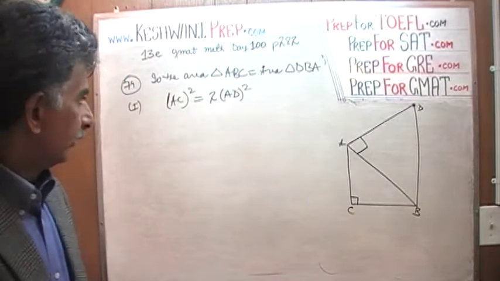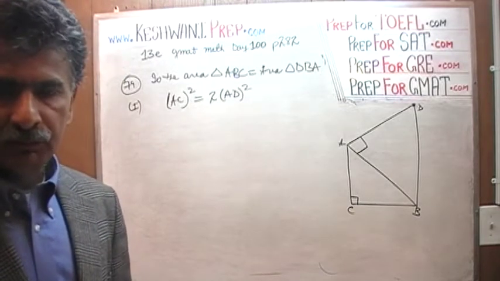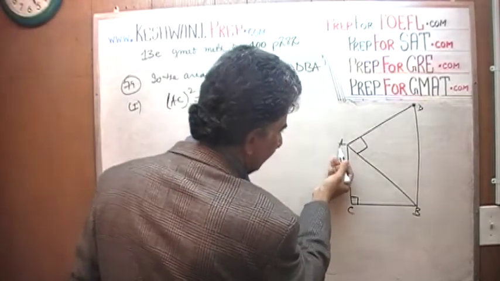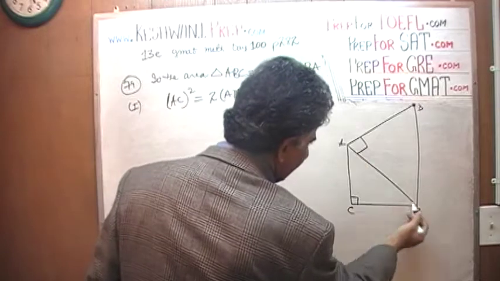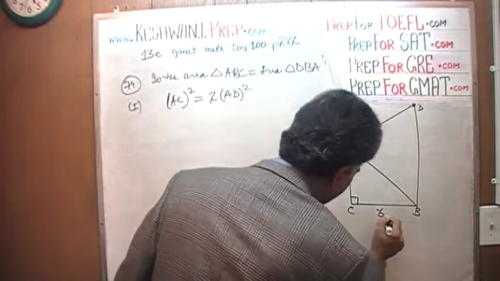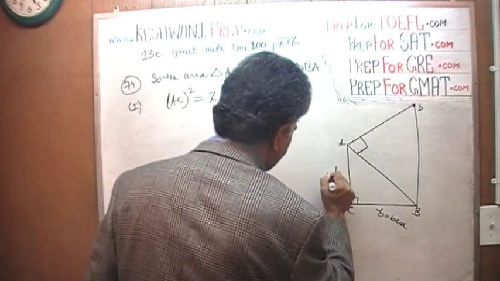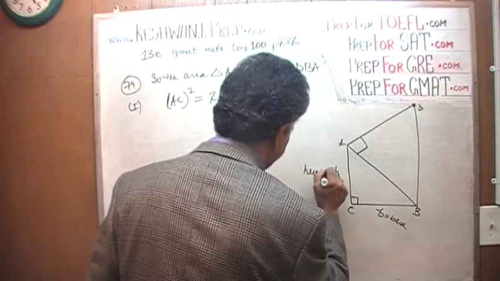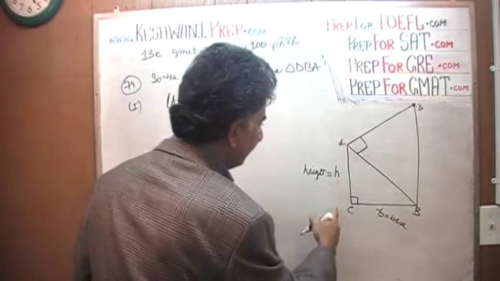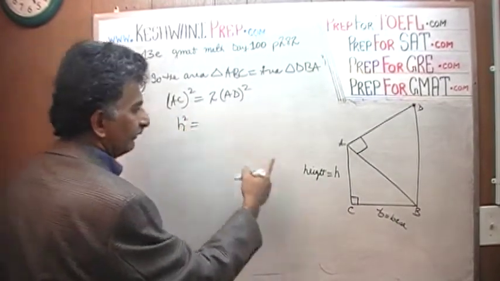Now listen, we're going to start the solution here. I'm going to introduce some terminology just to keep track of things. I'm talking about triangle ABC. In the triangle ABC, this is the base, C to B is the base, so I'm going to call it B, for the base. And A to C is the height. I'm going to call it H for the height. So we are told that H squared equals 2 times AD squared.